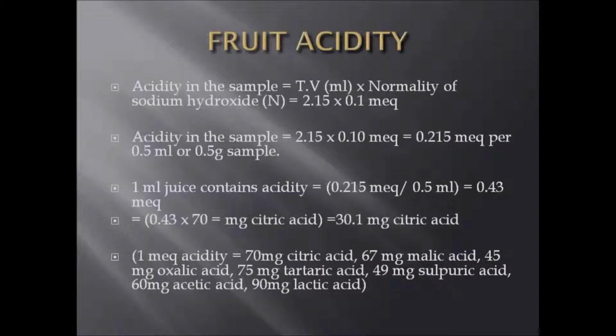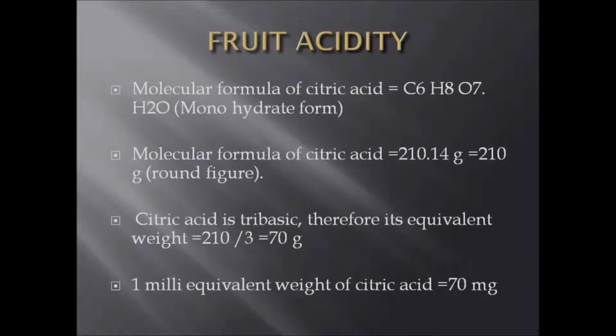So here we want to estimate in terms of citric acid. So we multiplied these milliequivalents with 70. So finally here for each ml we observed 30.1 milligrams of citric acid. Now we calculated in terms of citric acid for each ml.